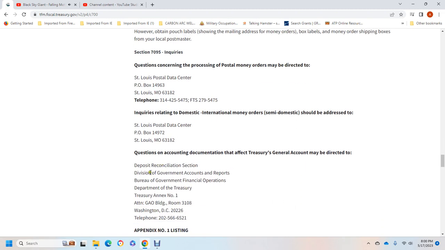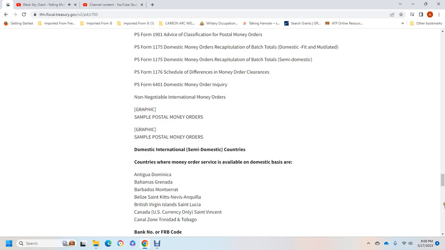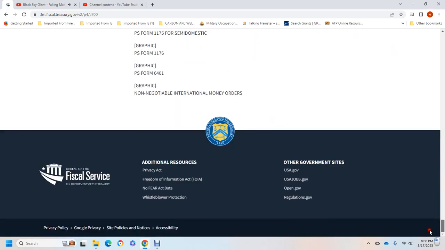Deposit reconciliation section, Division of General Government Accounts Report, Bureau of Government Financial Operations, Department of the Treasury, Annex Number 1, Government Accounting Building 3108, Washington, D.C. 20226, telephone number 202-566-6521, and then it goes in the appendix, and that is the rest.